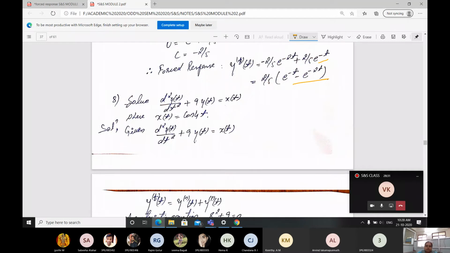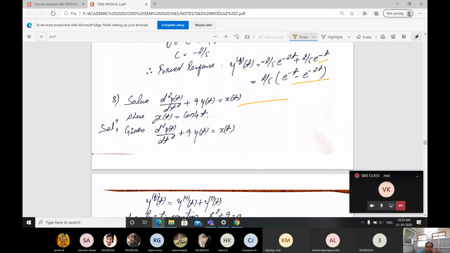Next, solve d²y(t)/dt² plus 9 times y(t) equals x(t). In this case, x(t) is given as cos 4t. Observe that in this problem they have not specified whether you have to find the forced response, the natural response, or the complete response.